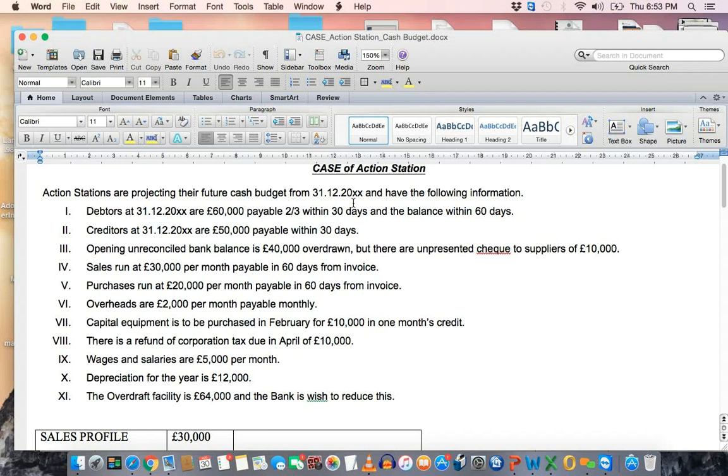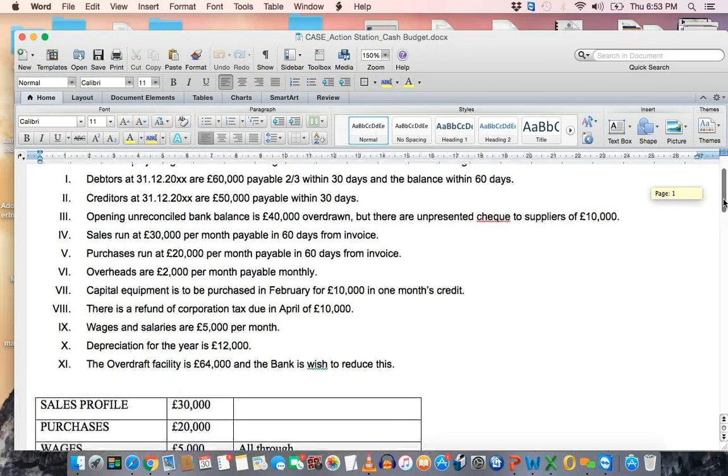So this is the one action station company, and we are projecting next year's cash budget, and there are some things that happened in this year. So debtors 60,000, and that will be payable 2/3 within 30 days, the first month, and the rest in the second month. So the 60 days is 2 months, first month, and then within 60 days. Creditors 50,000 payable within 1 month. Opening unreconciled bank balance 40,000 overdrawn, but there are unpresented checks to suppliers. So let's see how we do this table: debtors, creditors, and opening unreconciled bank.